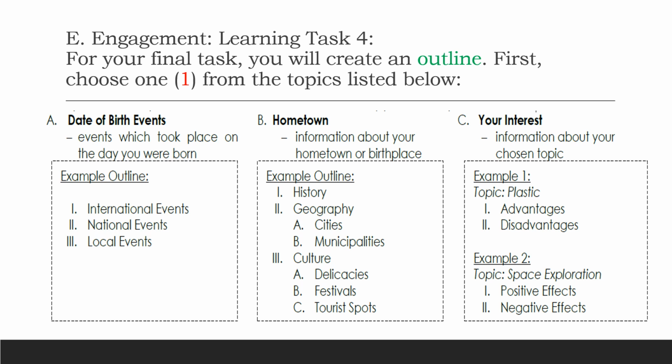So, pipili ka lang ng isang topic, ano yung nakalagay, your interest, ano yung bagay na gustong-gusto mong ginagawa. So, nagbigay si author natin ng example, ang ginamit niya plastic. So, ilagay natin sa, let's say, in present time. So, alin bang iniinteresado nyo? Let's say, mga online games. So, Roman numeral number 1, advantages of online games. And Roman numeral number 2, disadvantages of online games.